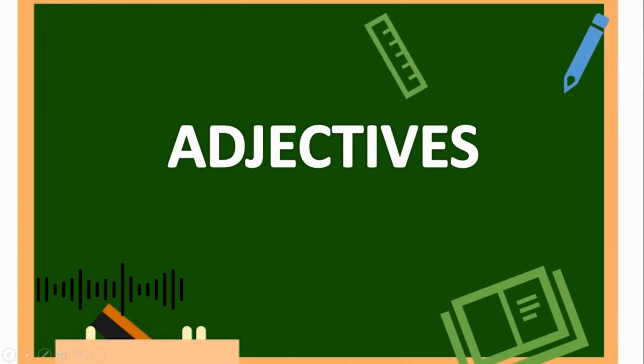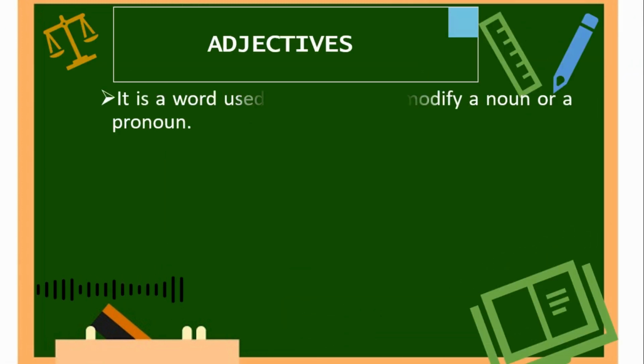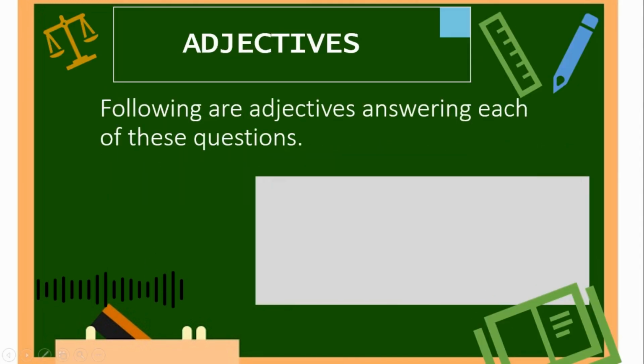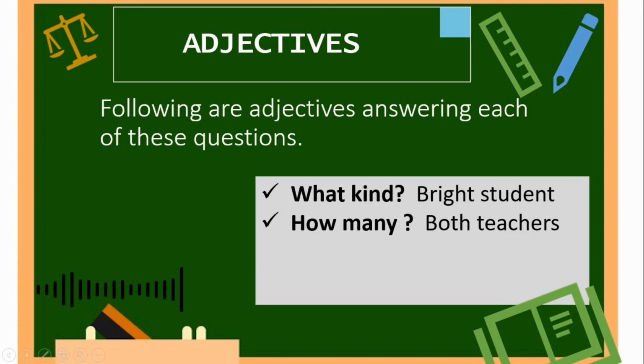So now let's proceed with adjectives. When we say adjective, it is a word used to describe or modify a noun or a pronoun. It answers questions like what kind, how many, how much, and which one. For the question what kind, I have here an example: a bright student. Our adjective here is the word bright that describes the student.